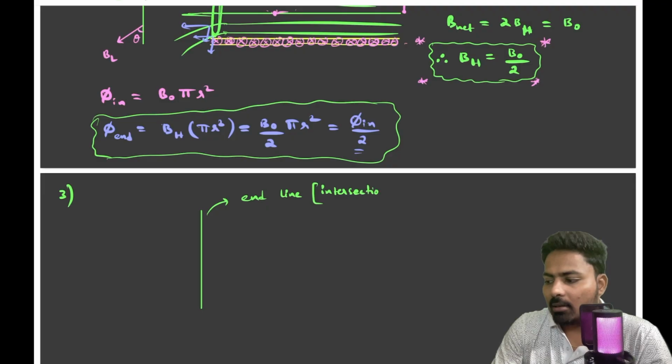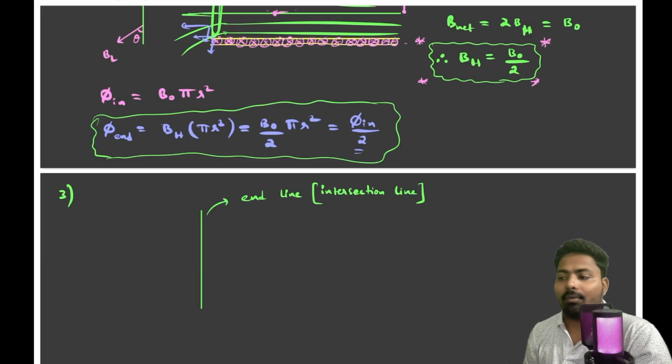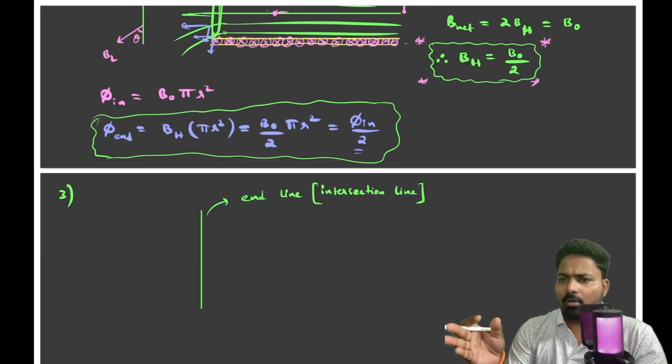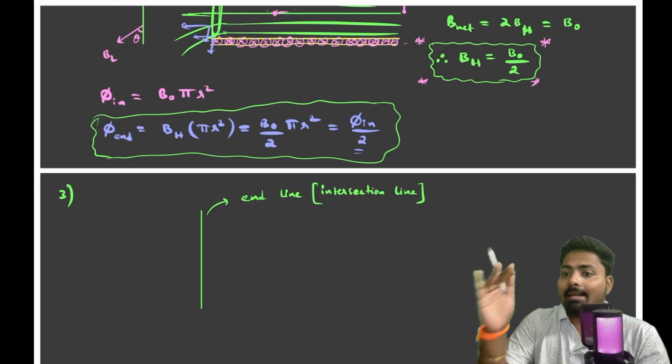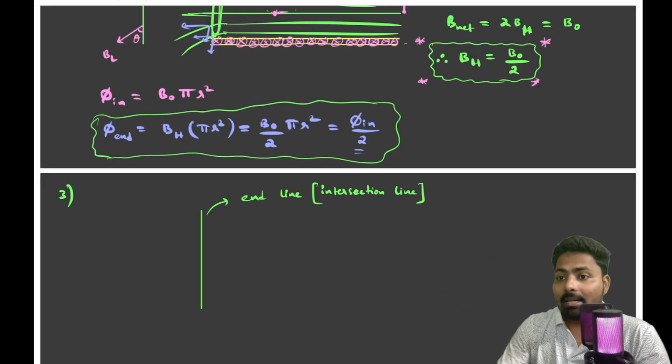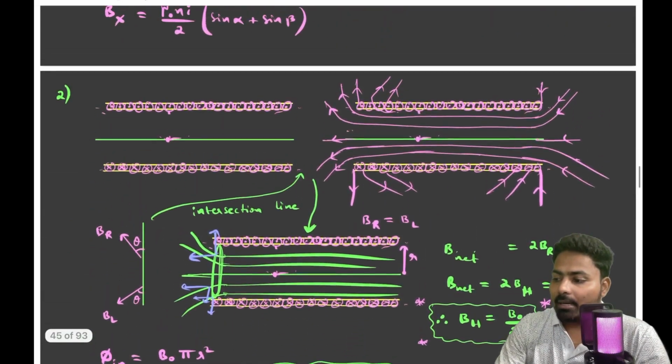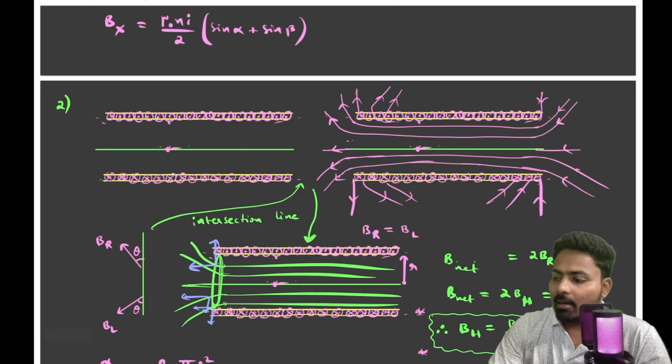I can also call it the intersection line, right? So let's say the magnetic field is non-uniform, obviously it's non-uniform for one solenoid at the end. Let's say it is not vertical, we need to prove it is vertical. Let's say it is not vertical, that means instead of being like this, let's say it is in this manner at the end.